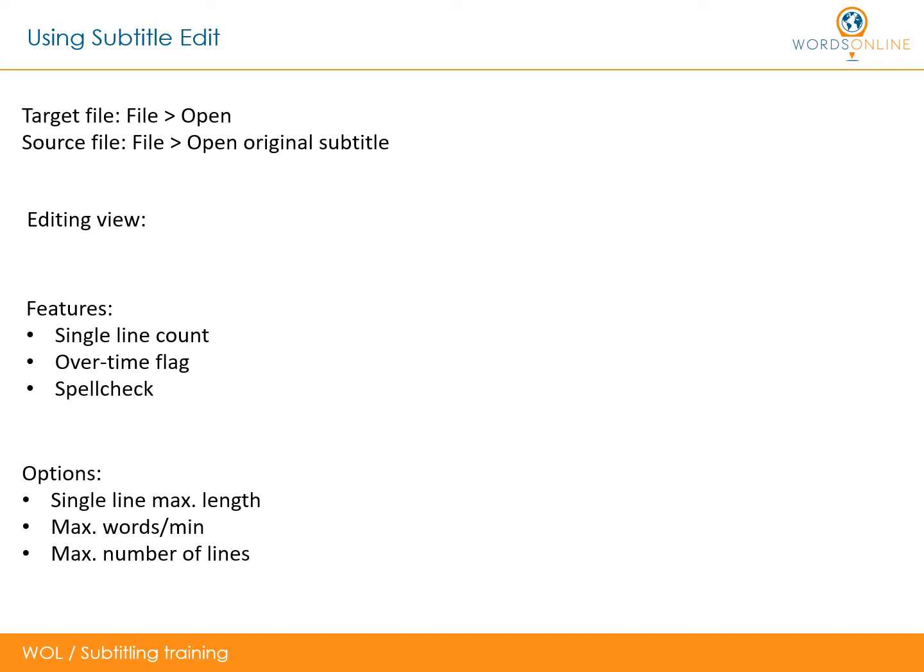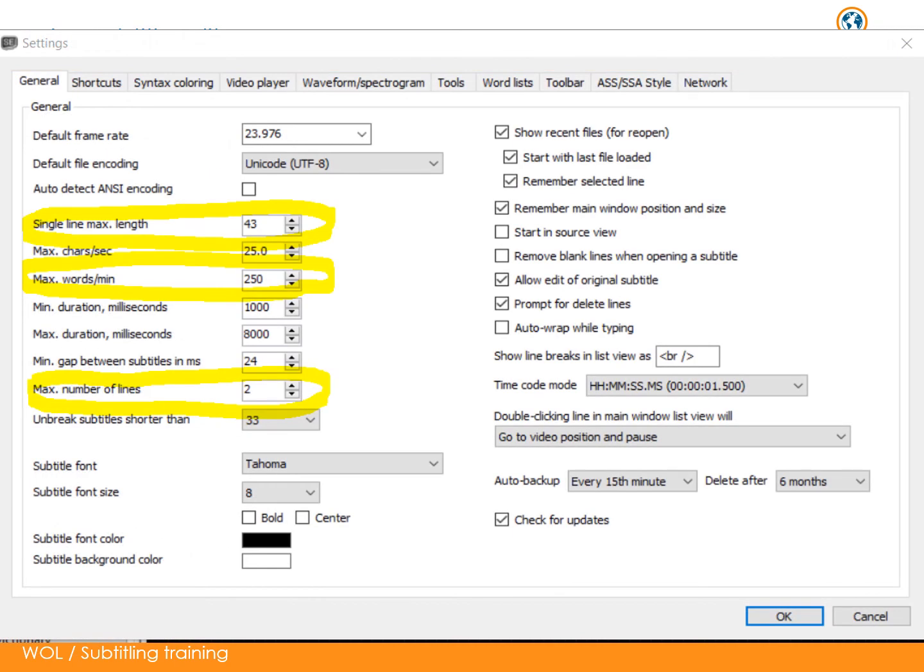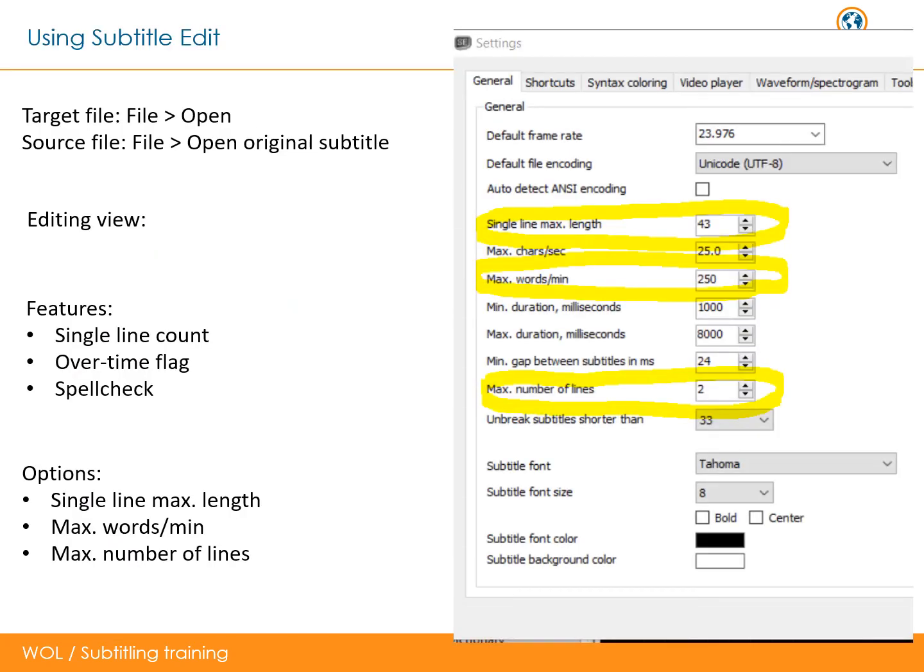In order for the flags in the editing screen to be effective, you must check that the options are correctly set for your project. To do this, go to Options on the top ribbon, then click Settings, and you will see the following box. We will be focusing on 3 options on the left: single line max length, max words per minute, and max number of lines.